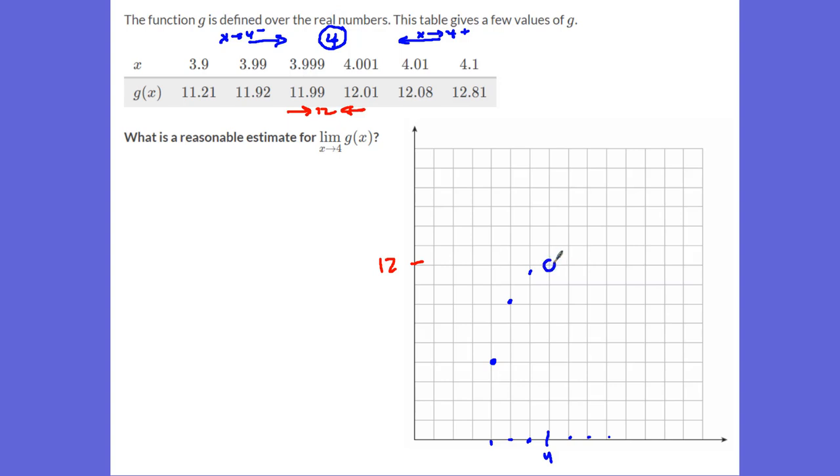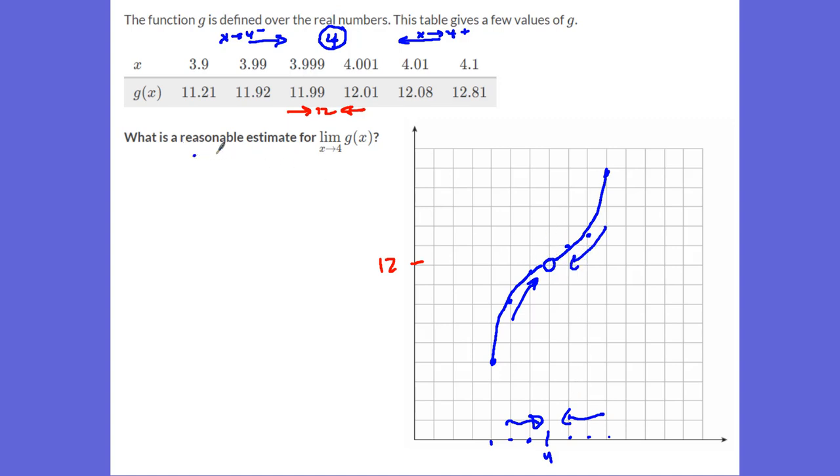Now remember, this 12 might not be defined. We don't know. They haven't given us this exact number for 4 in the table. And so as we come from the left-hand side, we're approaching the value of 12. Now you can see right past this, we have our 12.01, 12.08, and then 12.81, you can see we're much further away, and then we're approaching here. So as x is going towards 4 from this side, we're getting closer and closer to 12. As we approach 4 from the right-hand side, we're getting closer and closer to 12.